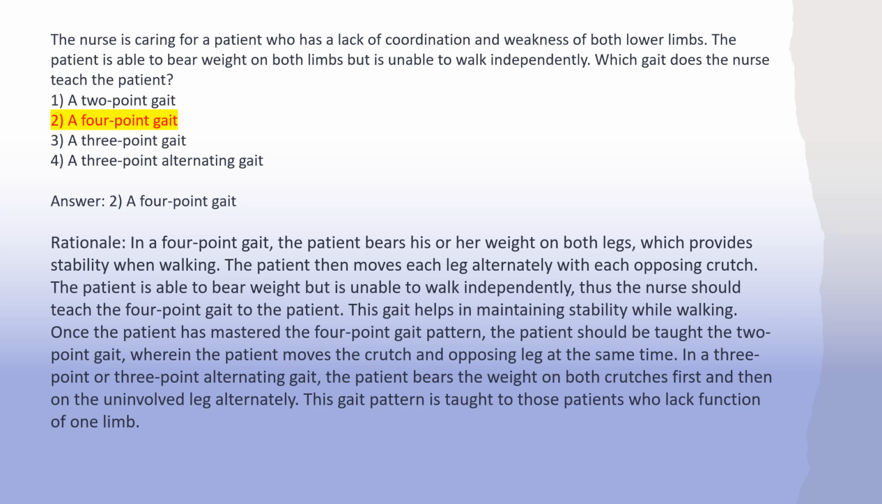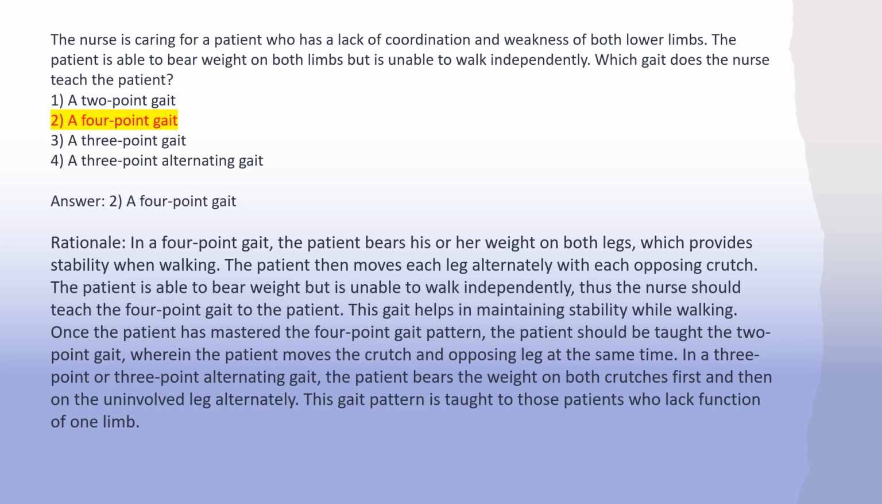Rationale: in a 4-point gait, the patient bears his or her weight on both legs, which provides stability when walking. The patient then moves each leg alternately with each opposing crutch. The patient is able to bear weight but is unable to walk independently. Thus, the nurse should teach the 4-point gait to the patient. This gait helps in maintaining stability while walking.